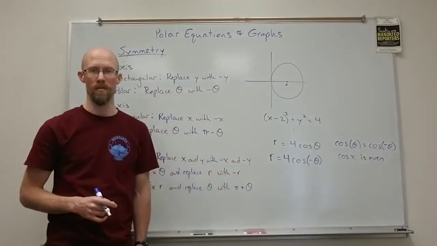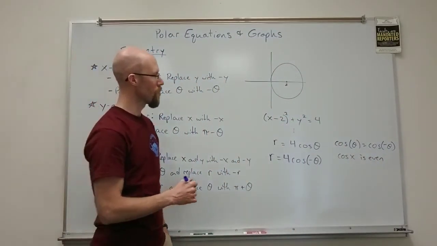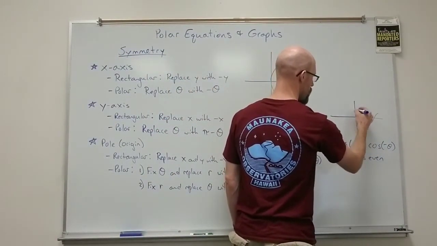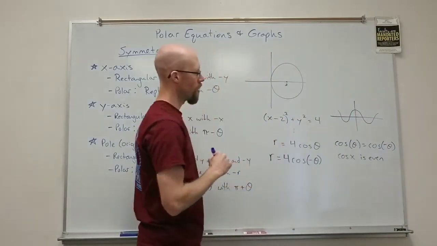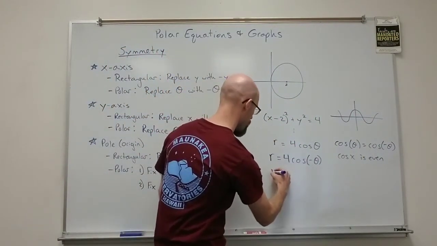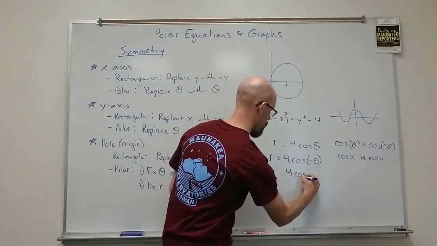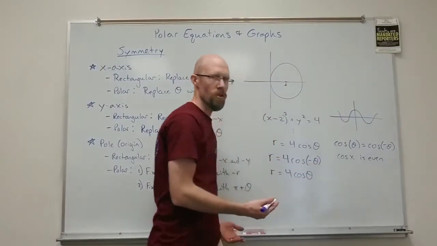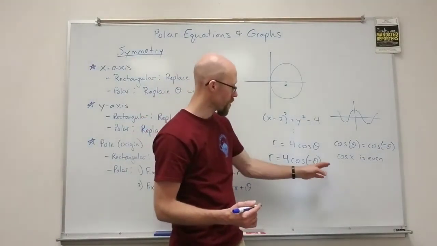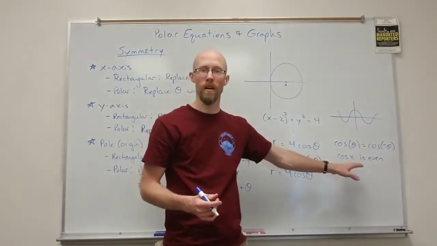Cosine x is an even function, okay? If you looked at the graph of the cosine, you know that it has y-axis symmetry. And so these two things are exactly the same, so I can actually replace. It doesn't look like I did any work really, but I did use this even identity.